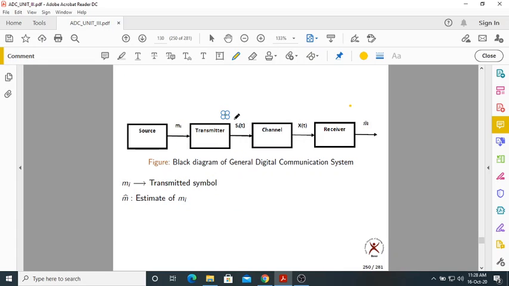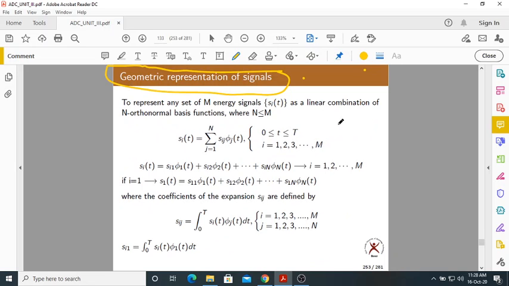Now, as I told you in the last class, the transmitter is producing Si(t), where i varies from 1 to M. So, M energy signals. We want to represent each energy signal as a linear combination of N orthonormal basis functions. This is the linear combination. If you expand this summation, Si(t) is Si1 phi1(t) plus Si2 phi2(t), and so on, up to SiN phiN(t), where i varies from 1 to M, and j varies from 1 to N.